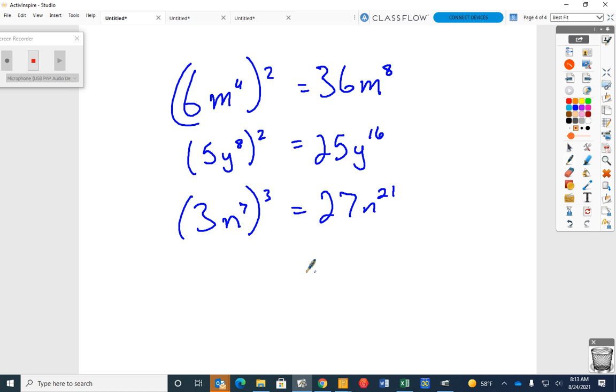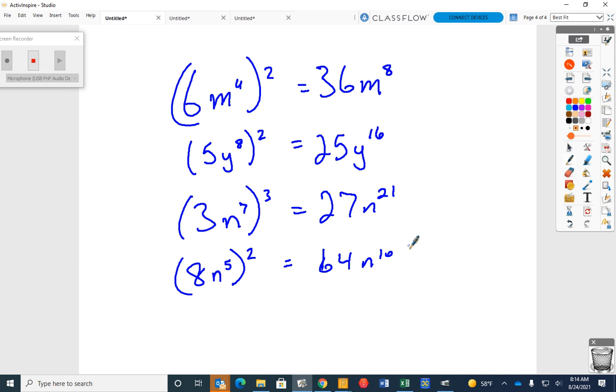Okay. What about this one? Try this one. Anyone? Sarah has an answer. Jordan has an answer. Forrest, help me out. What do I have? 64 n to the 10th. Oh, I thought you were going to say 16. 64 n to the 10th.